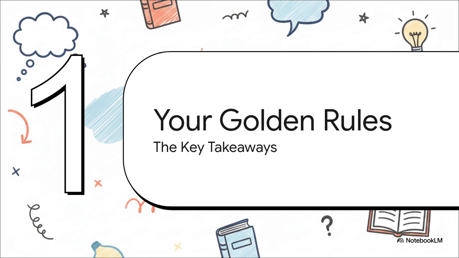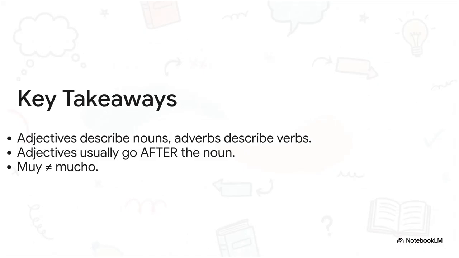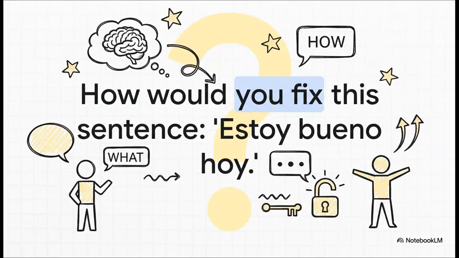So let's boil it all down to the absolute essentials. These are the takeaways that are going to help you avoid most of these little mistakes. In fact, everything we just went over can pretty much be simplified into just 3. Yep, 3 golden rules. If you can remember these, you are going to be in great shape. And here they are. Number 1, know the job of your word. Is it describing a thing or an action? Number 2, just remember that the default Spanish word order is noun, then adjective. And number 3, muy means very, mucho means a lot. That's it. Simple, right?